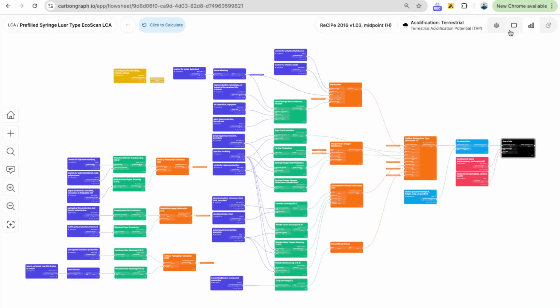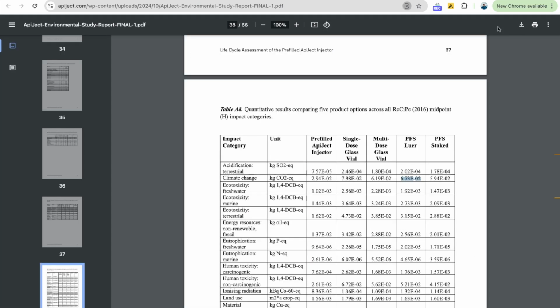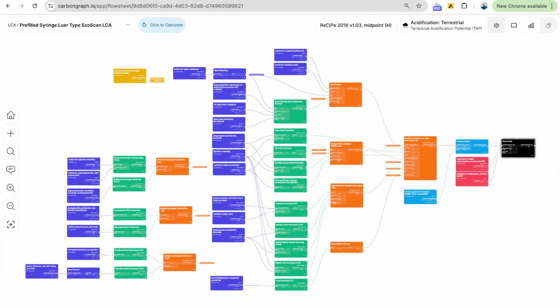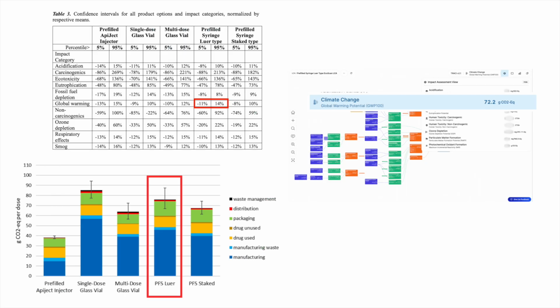So thanks to EcoScan and the graph view, within about 10 minutes, we were able to recreate this study and just kind of validate the direction we were taking our own model, that we had similar boundaries basically, and we're able to get the same results plus or minus 5%. On the left, we have the values and confidence interval from the Apiject study, and on the right, we've got the values calculated in Carbon Graph. And for the global warming potential value, we're within about 2.5%.